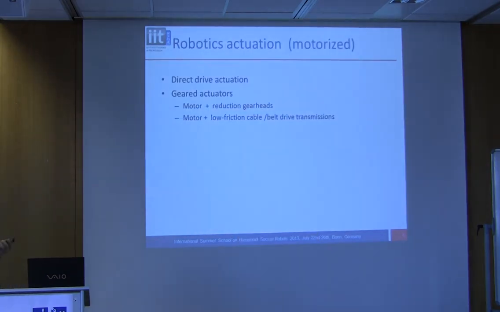So what is the problem? There are several problems, of course, starting from the control, the perception, but going down to the fundamental components that form the physical body of the robot. And one of these, which is very important, is the actuation system. Traditionally in robotics, if we only focus on the motorized versions of actuators, you can categorize the actuators into two main categories: the direct drive systems and the gear actuators, which can be formed by a motor and a gearbox, or a motor with a low friction cable belt transmission system.